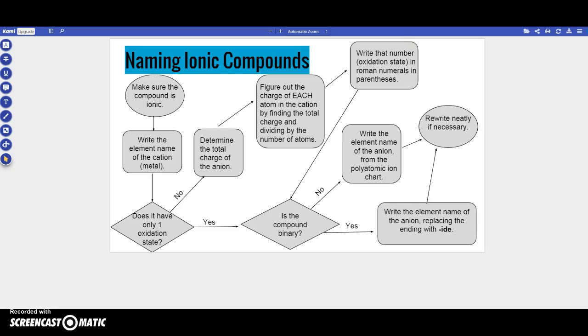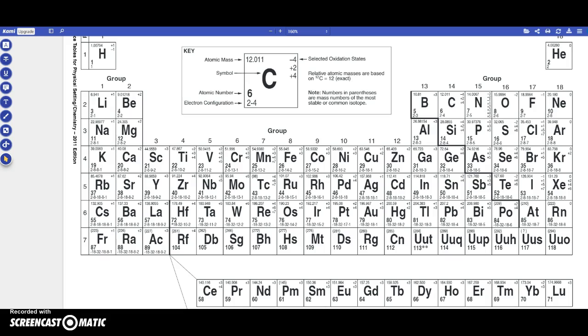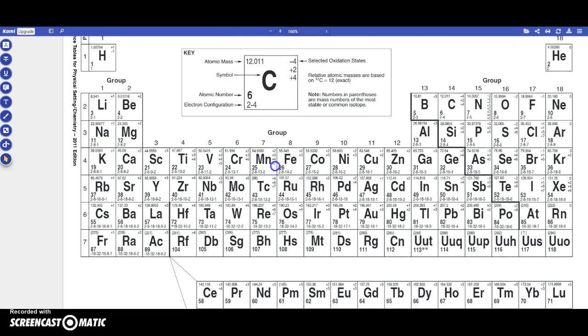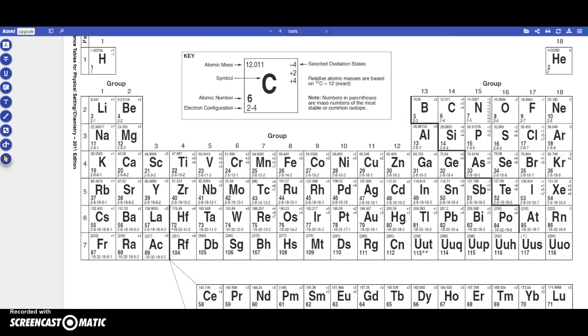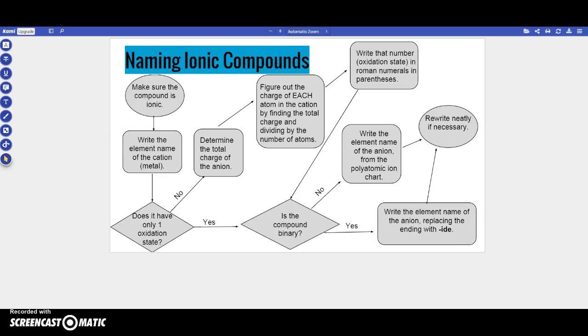Go back to our flowchart. Does it have only one oxidation state? So we have to look here and find zinc. Zinc can only be +2. So it doesn't have a list like vanadium or chromium or manganese where there are multiple different states that it can take. Zinc can only have an oxidation state of +2. So, yep, it only has one oxidation state.